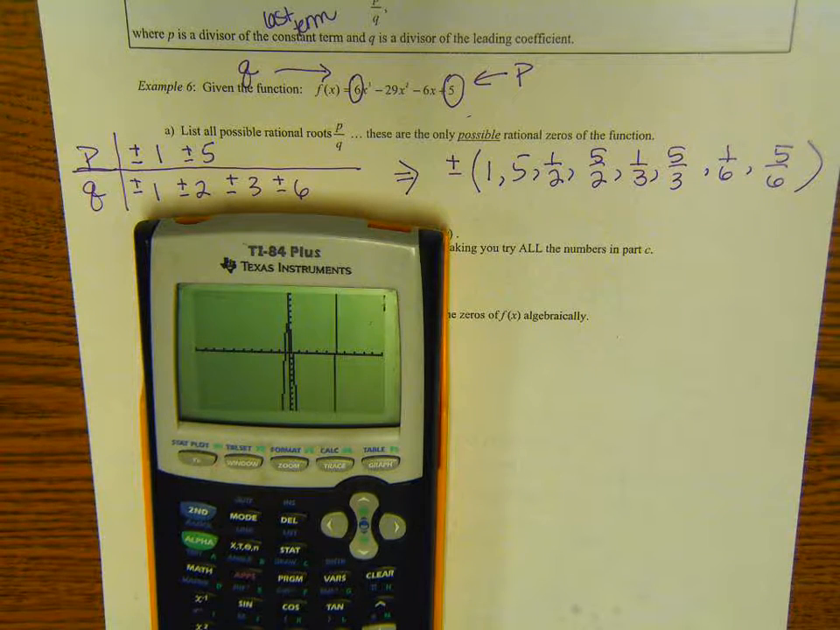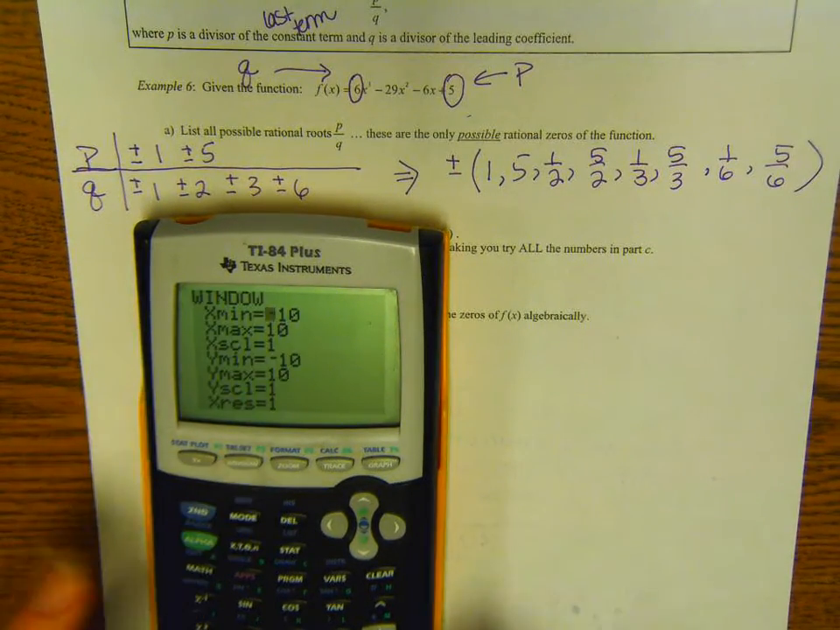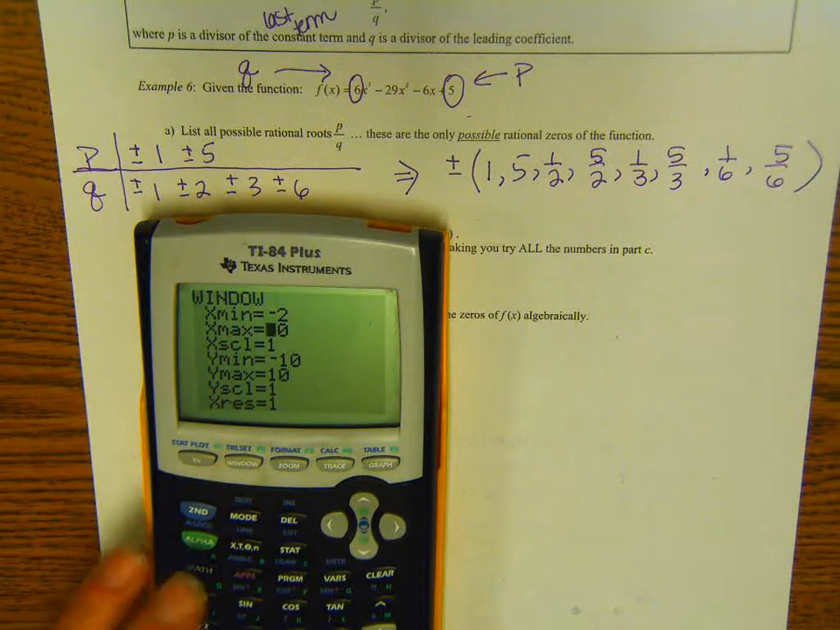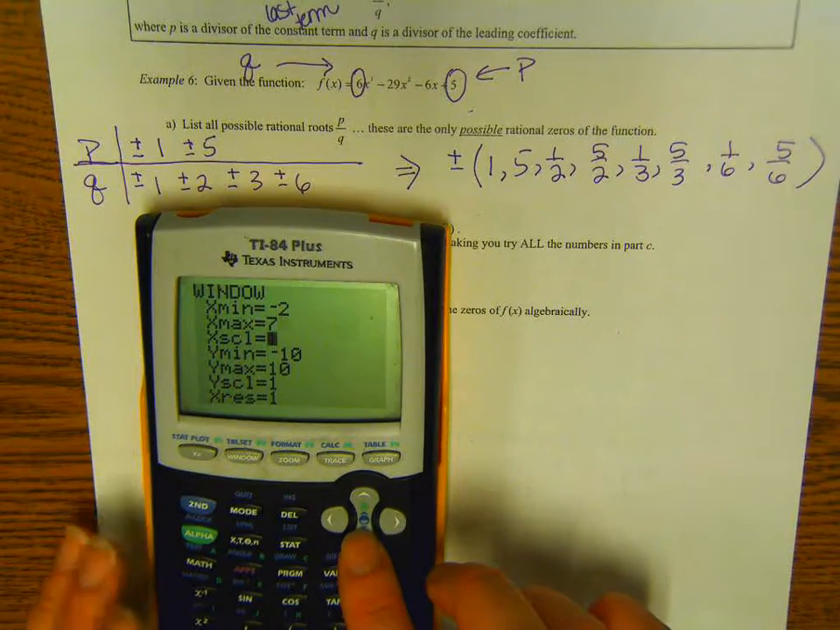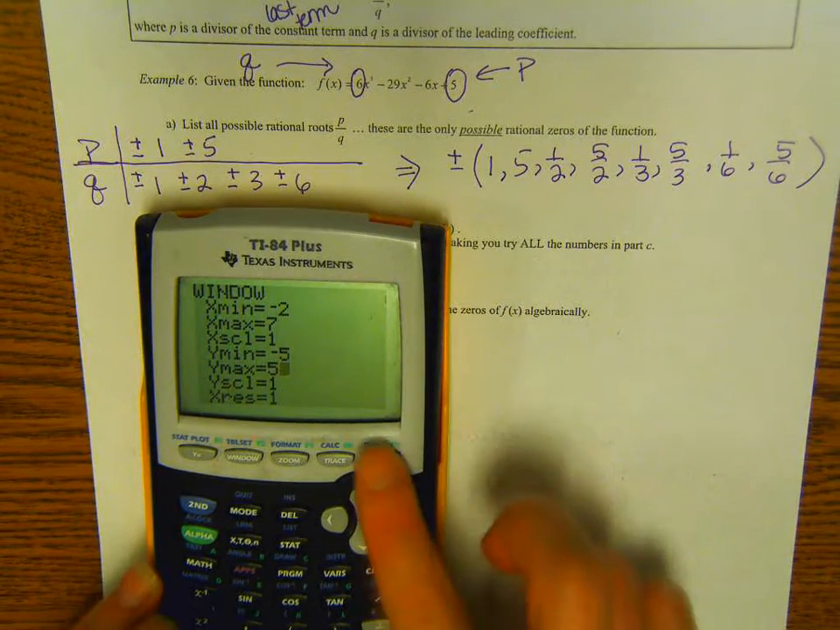Okay. Are you okay with me zooming in a little bit? I'm going to do -2 to 7, because I know the biggest one would be 5, and I'm going to just go a little closer to the x-axis.